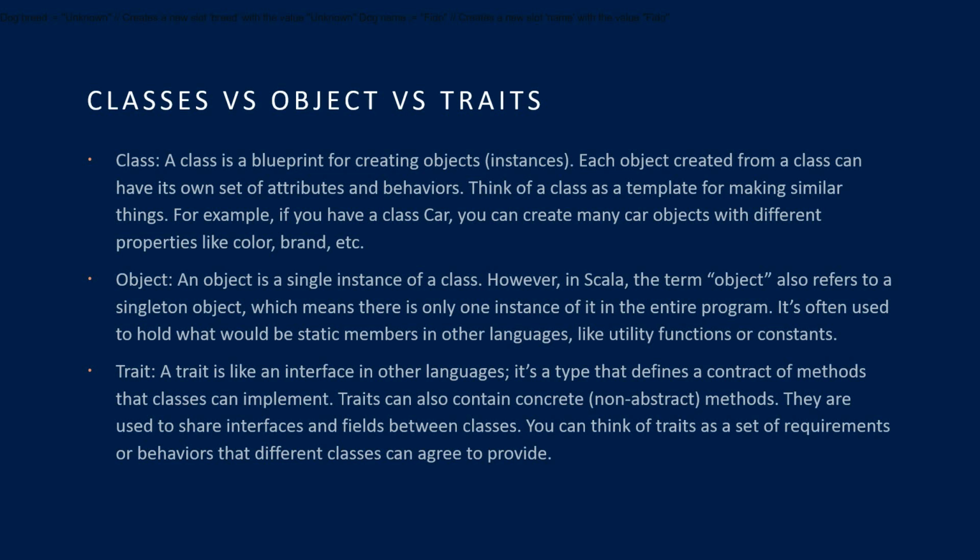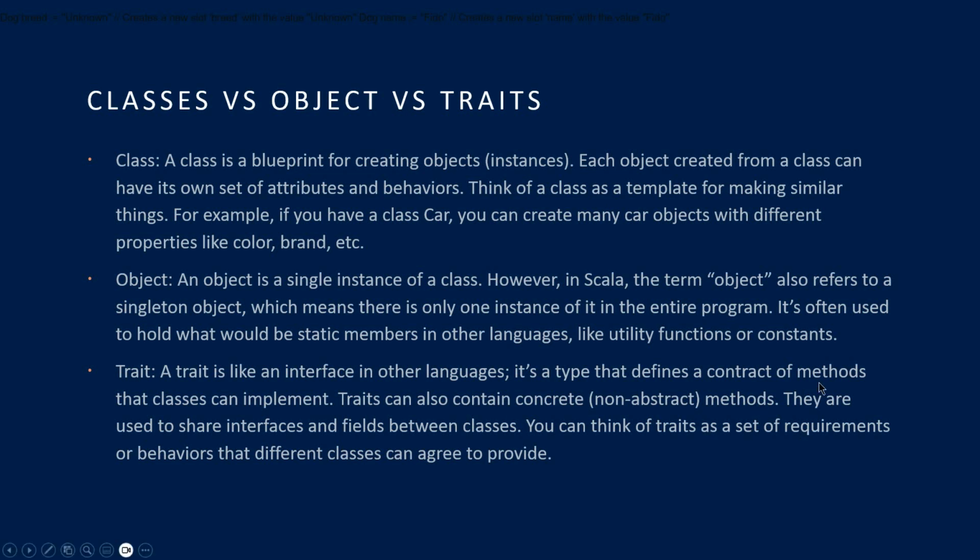And you have objects. An object is a single instance of a class. However, in Scala, the term object also refers to a singleton object, which means that there's only one instance of it in the entire program. It's often used to hold what would be static members in other languages like functions or constants. But you've also seen there's some other stuff going on here, other interesting relationships between classes and objects.